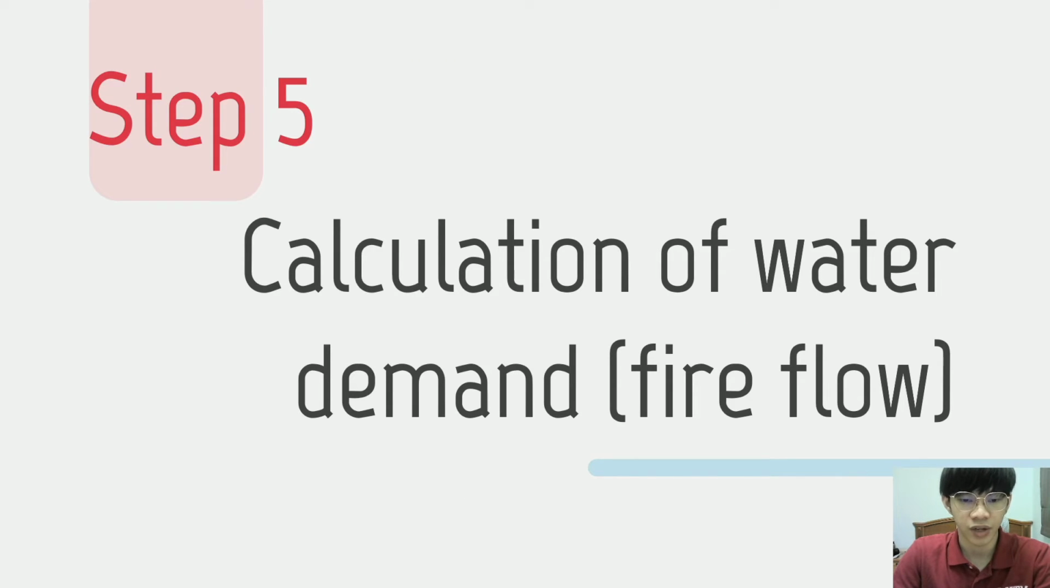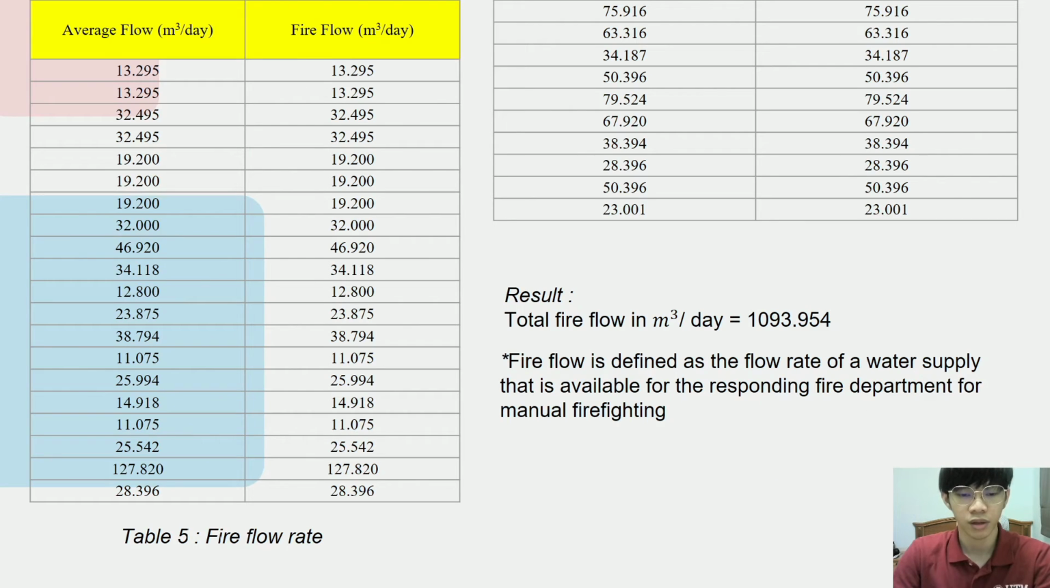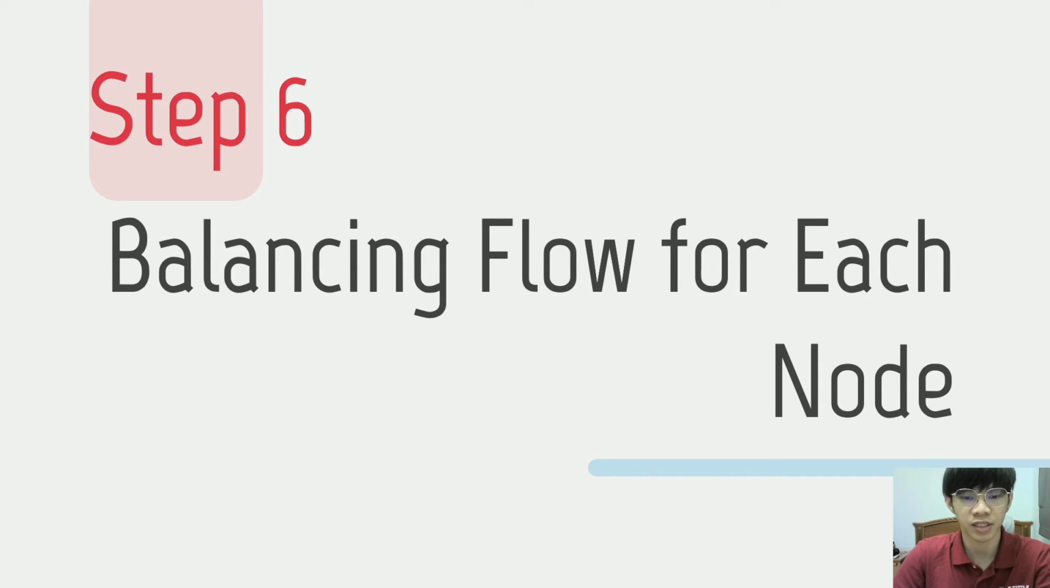Step 5 is to calculate the water demand of fire flow. Fire flow is the amount of water that should be available for providing fire protection at selected locations throughout a community. The fire flow value will be the same as our average flow. Step 6 is balancing flow for each node.